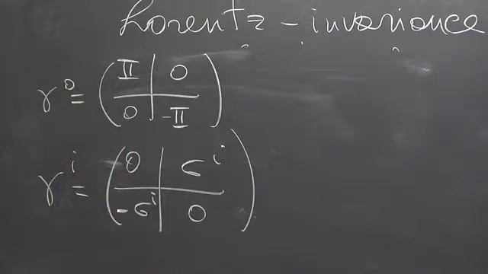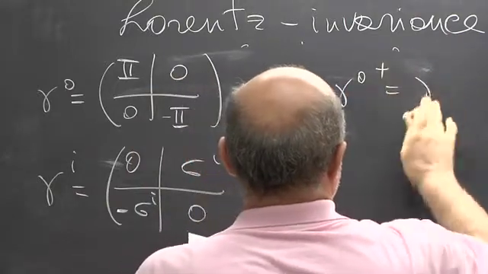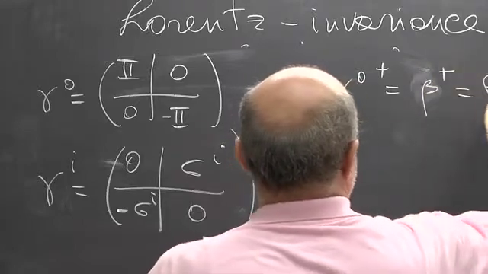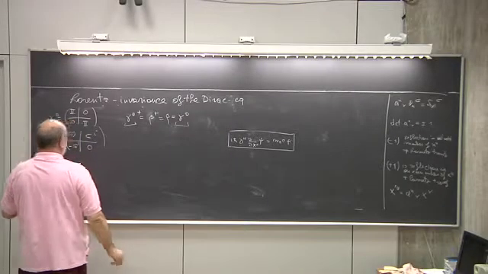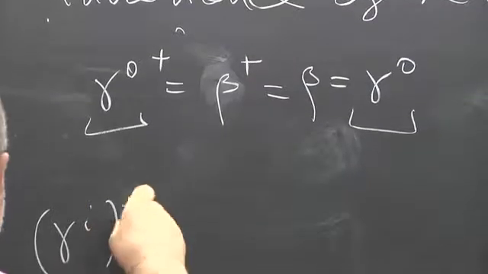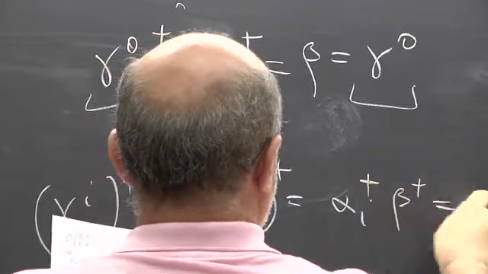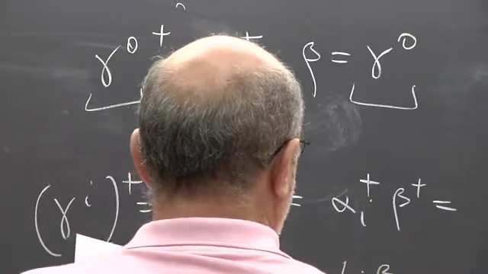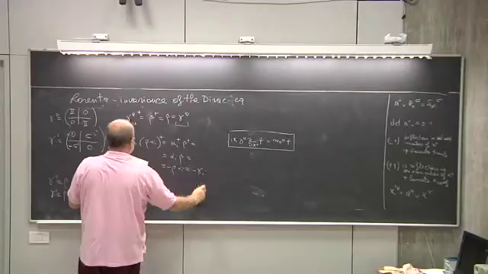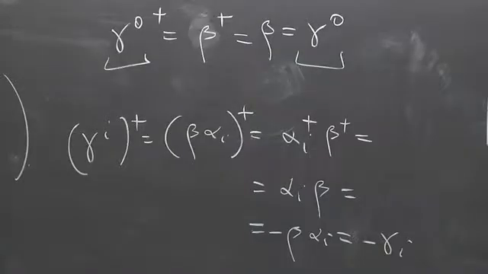Remember that the alpha and beta were Hermitian. Well, the gamma are not all Hermitian. For example, gamma 0 dagger is beta dagger, but this is beta and this is gamma 0. So gamma 0 is Hermitian. Let's now look whether gamma i is Hermitian. The gamma i dagger, remember, was beta alpha i dagger. This is alpha i dagger beta dagger. These were Hermitian, so alpha i beta, but they were also anti-commuting, so they are equal to minus beta alpha i, and this is minus gamma i. So the gamma i are not Hermitian, at least in this formulation.